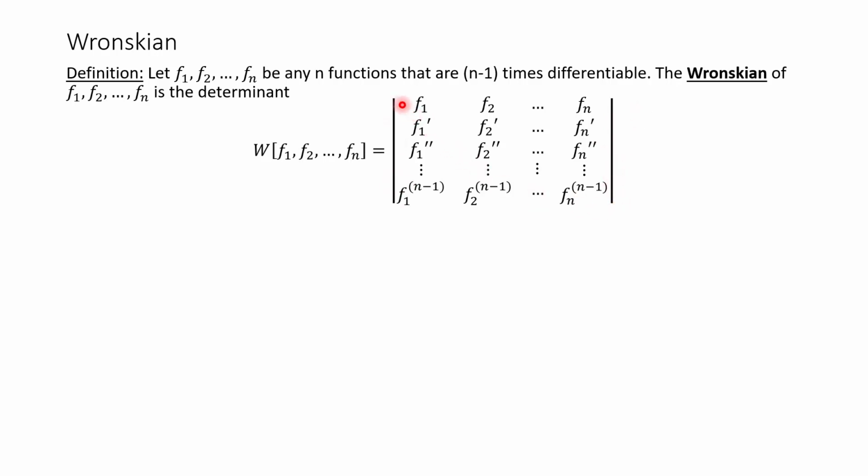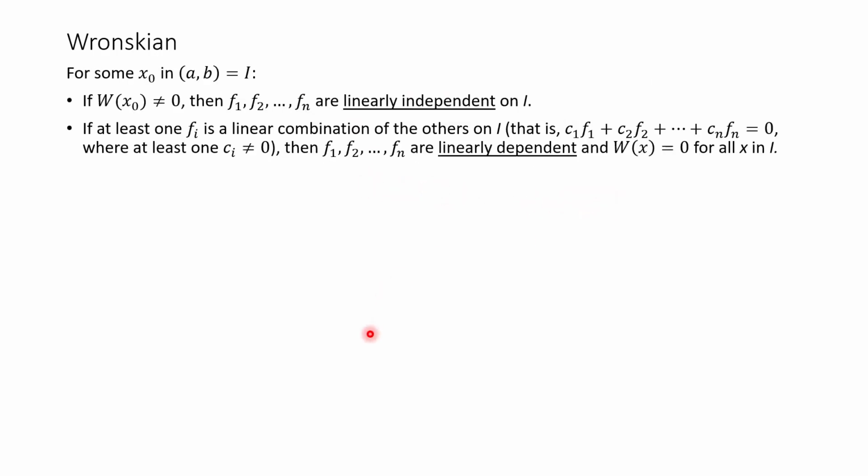And we have row 1 consists of the functions, row 2 consists of the first derivatives of the functions, and then we just start taking derivatives going down. Second derivative in row 3, third derivative in row 4, and so on, all the way to the n-1 derivative, depending on whatever n is. So if n is 10, then this last row would have the 9th derivatives in it. Okay, so some facts about our Wronskian and how it affects independence and dependence.